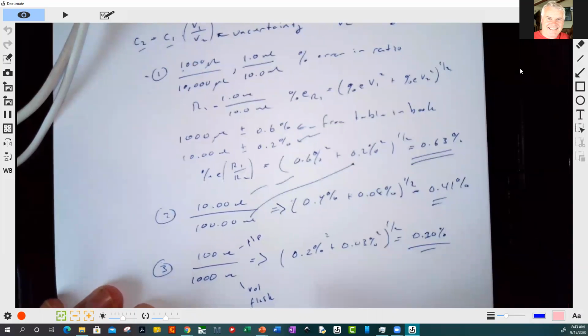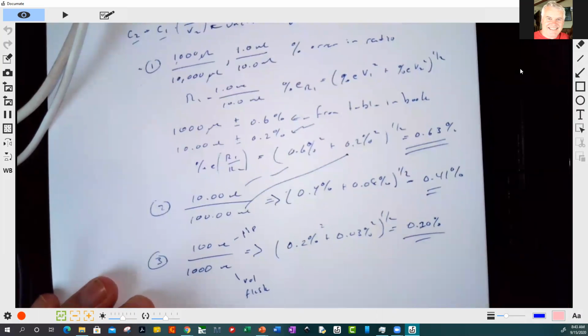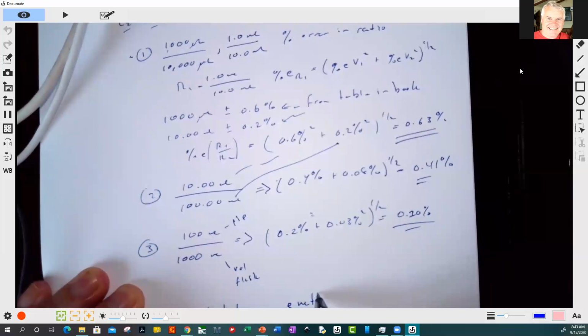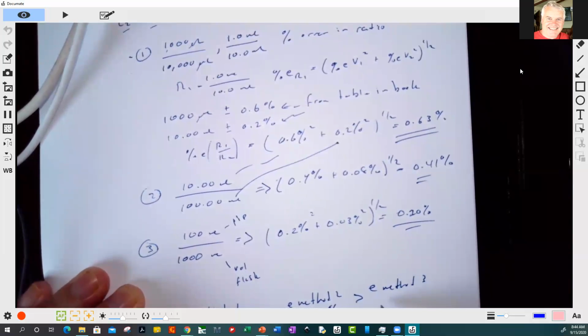So this is just showing that the 3 methods have different percentage errors. Error in method 1 is equal to 0.6%, which is greater than the error in method 2, which is equal to 0.4%, which is greater than the error in method 3, which is equal to 0.2%.